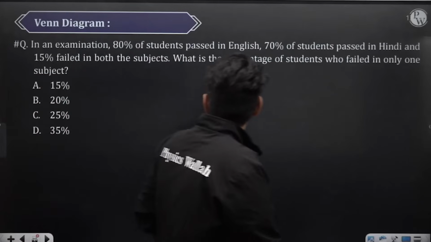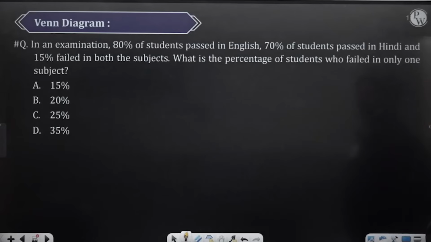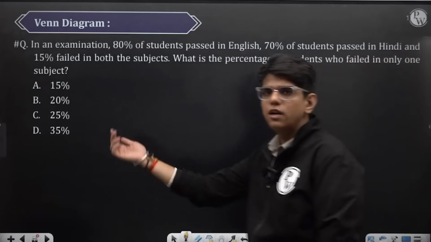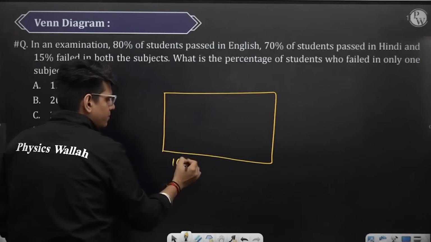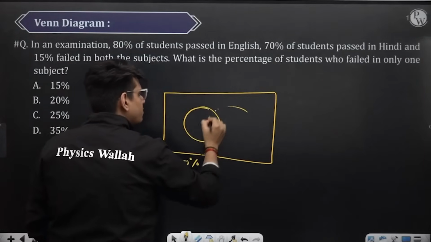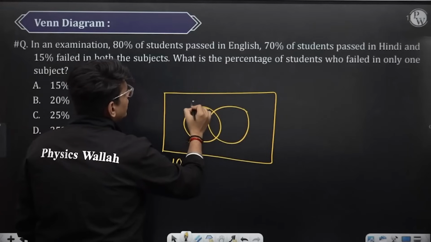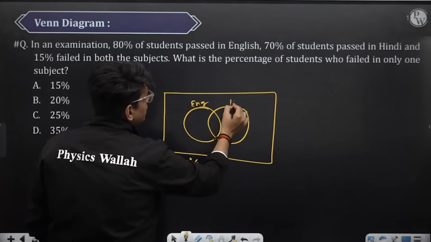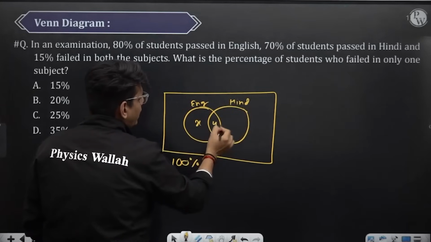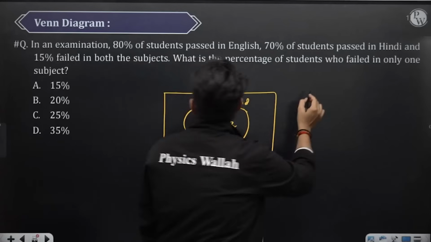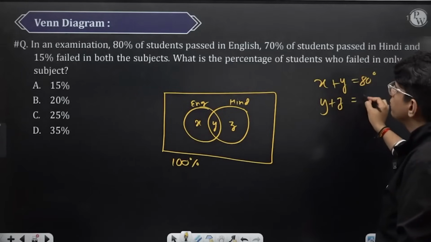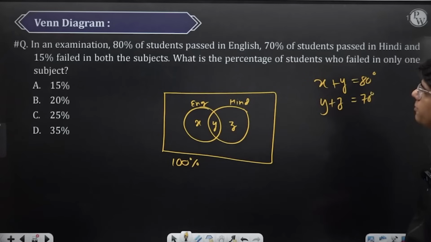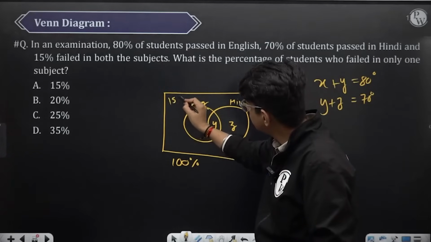Let's see the next question. In an examination, 80% of the students passed in English, 70% of the students passed in Hindi, and 15% failed in both the subjects. So in a Venn diagram, how to represent this? If this is the total space, let it be 100%. Now this circle represents the people who passed in English, and this represents people who passed in Hindi. Okay, x, y, and z. So it is given to you x plus y equals 80%, y plus z equals 70%. 15% failed in both subjects. That means the people outside is 15%, right?